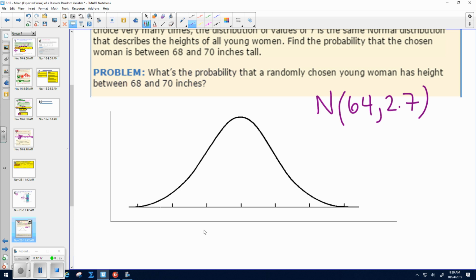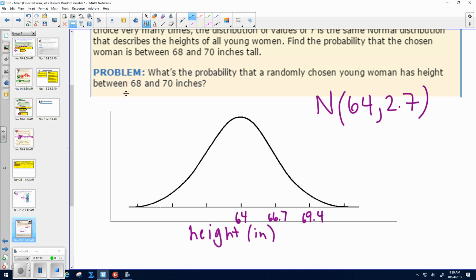All right, and we would title this height in inches for young women, and my mean is 64. And then remember, we add 2.7 right here. And I could add another 2.7, and I could add another 2.7, or I could subtract, right? Okay, and then we shade.